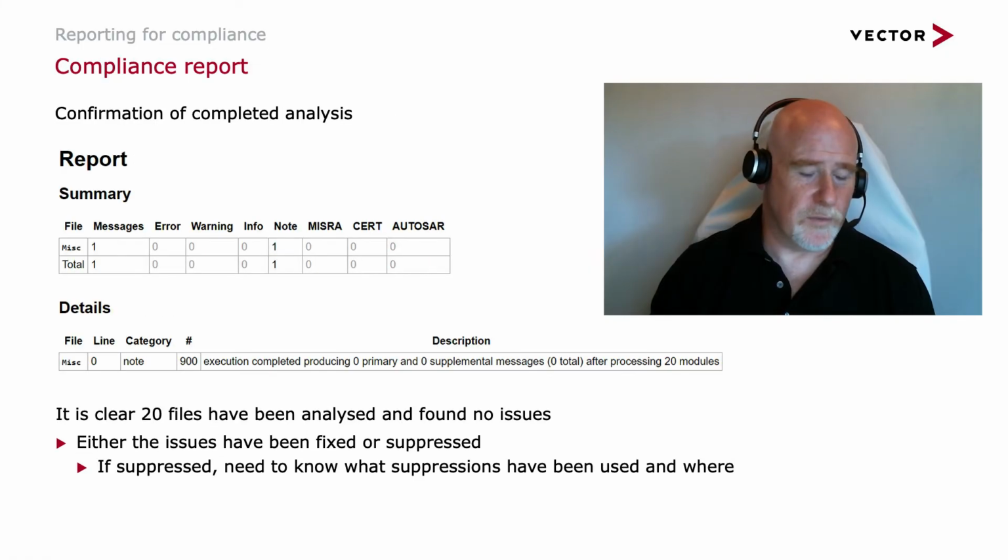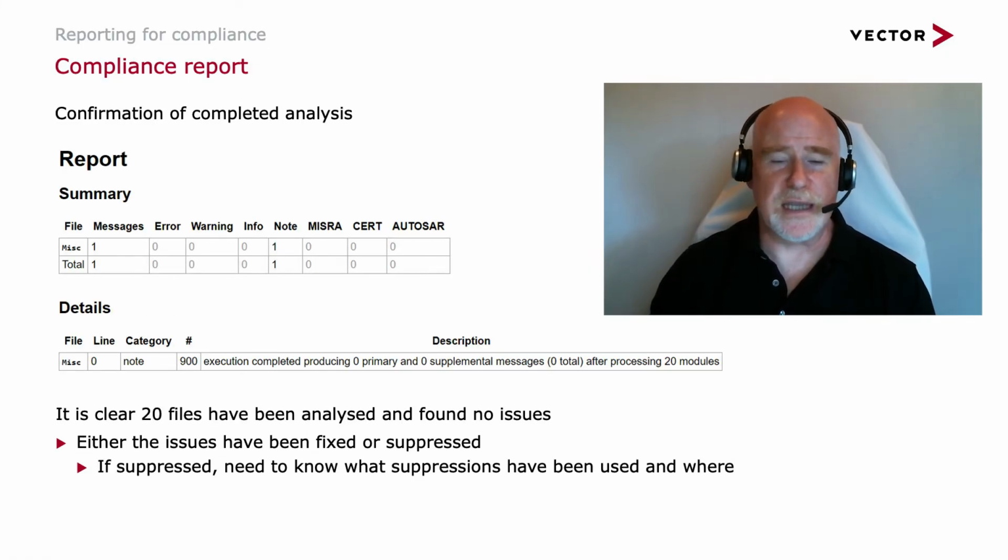So this is an example from PC-lint Plus, which has a message 900, which is issued right at the end of analysis and tells us what happened. So we processed 20 files and got no messages. So we know the analysis completed. So either all of the issues in the code have been fixed or they've been suppressed.